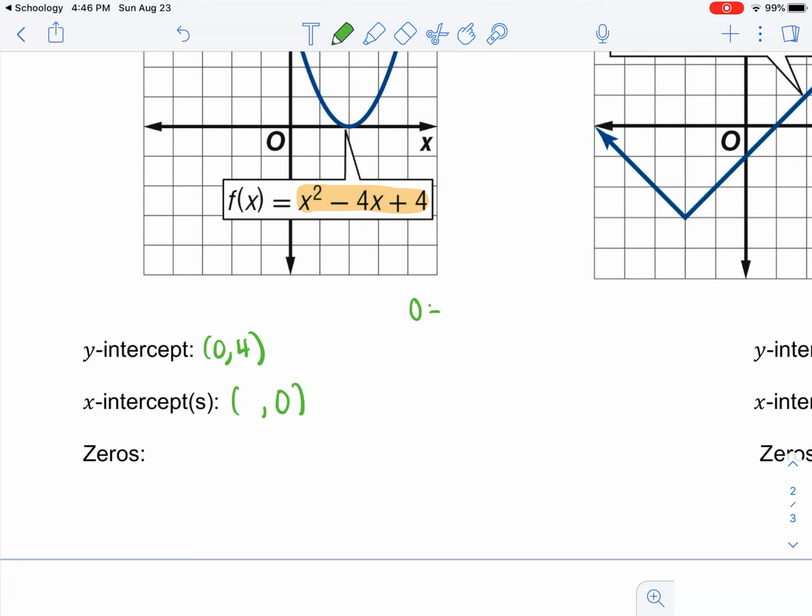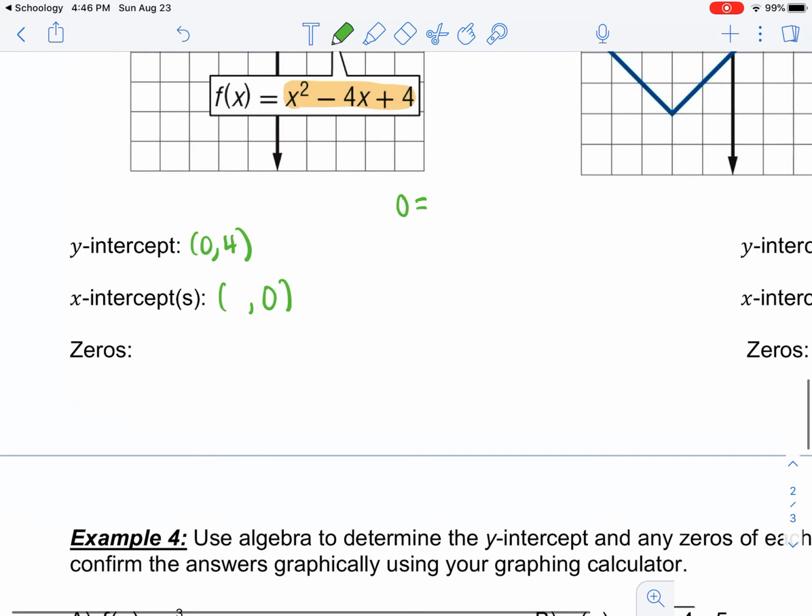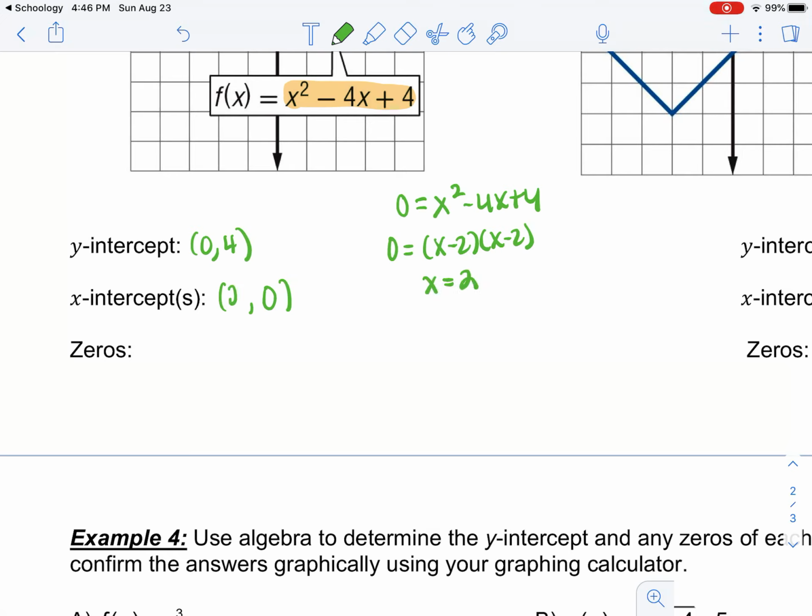Okay, so I'm going to set y equal to 0 and solve. So that is 0 equals x squared minus 4x plus 4. Can't square root, going to try to factor. There is no GCF. That's x minus 2 times x minus 2. So I get x equals 2. So my x-intercept is 2, 0.